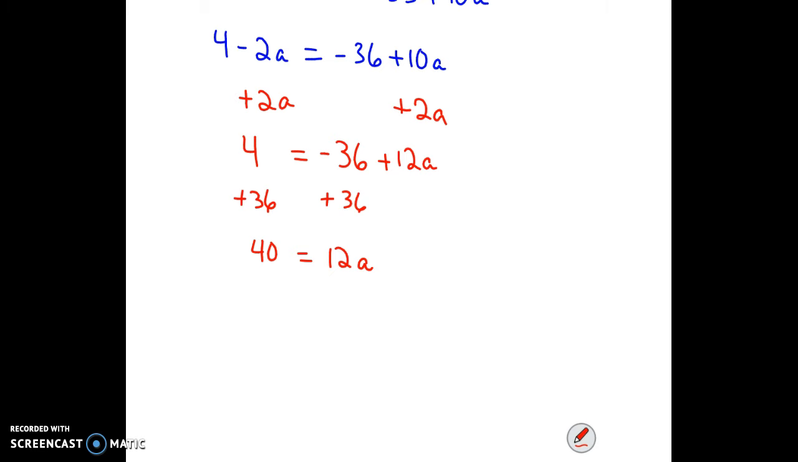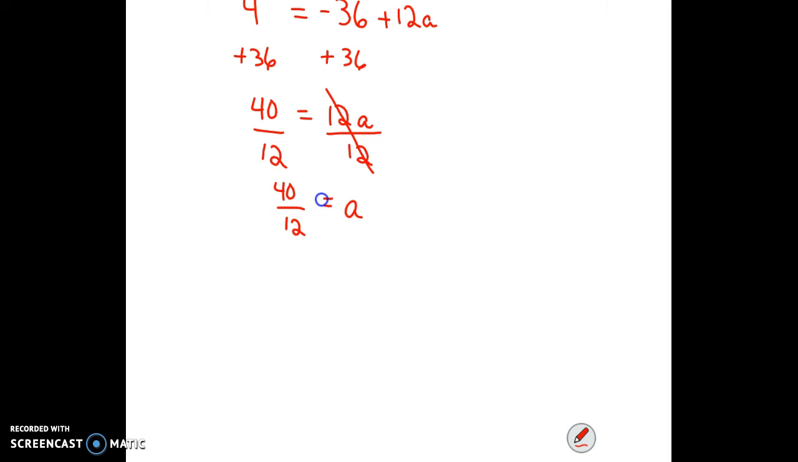Well, the opposite of a times 12 is a divided by 12. So if I divide both sides by 12, the 12s cancel out. So a equals 40 over 12. Now you may be thinking that's a really unattractive solution. It is. Let's reduce this a little bit to see if we can clean it up.